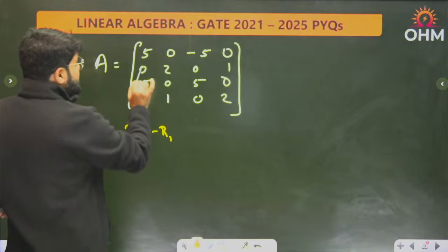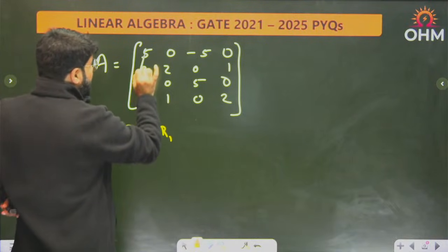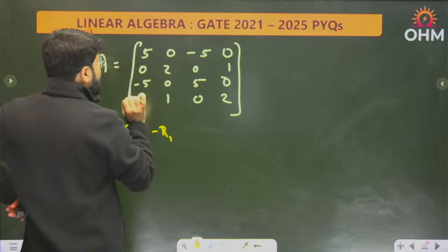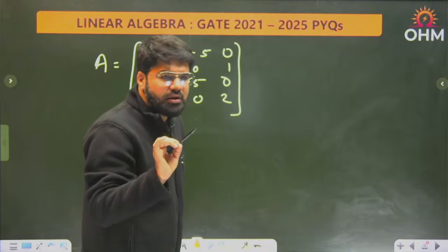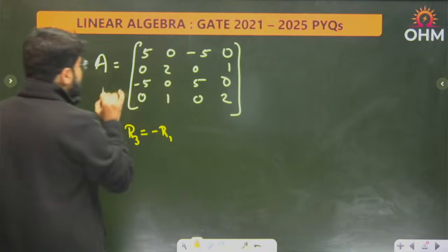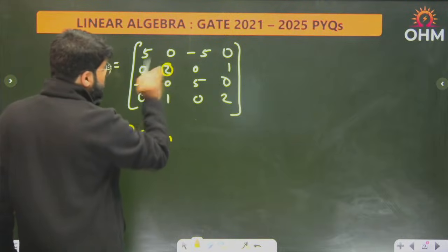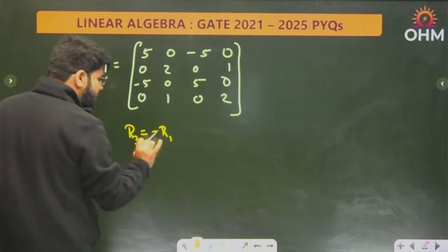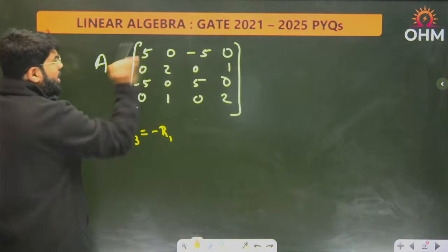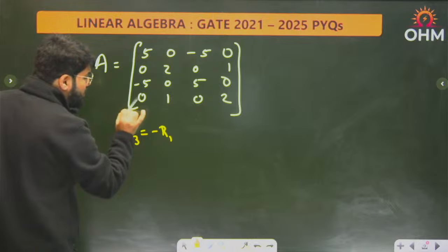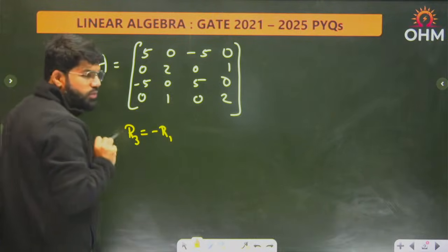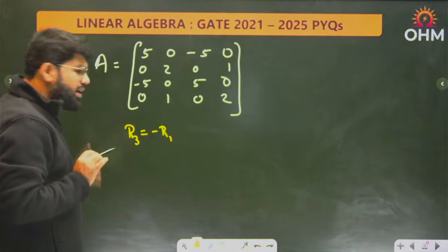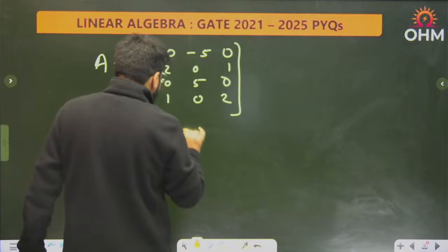Now see, the second row cannot be related with the first because 5 you cannot convert to 0. 5 into anything will not be 0. Only 5 into 0, but if it is 5 into 0, then 0 into 0 should also be 0. So there is no relation between R1 and R2. R3 and R1 are related. Similarly, R4 and R1 are also not related. You cannot convert 5 to 0. So there is only one dependency I am able to find: R3 is negative of R1.